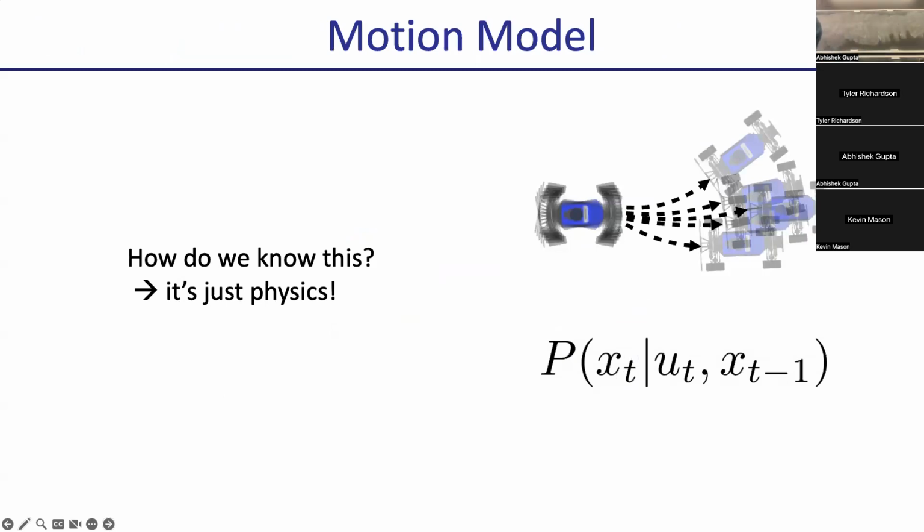So we want to define these two quantities, the motion model and the sensor model. Let's start with the motion model. The motion model just says, here's my race car, here's the action I take, what is the distribution of where I'm going to be in the future? And how do we get that? We're just going to use physics. We're going to treat this as some sort of rigid body motion, and we're going to derive the motion model with some uncertainty. And so we're going to get P of xt given ut and xt minus 1.